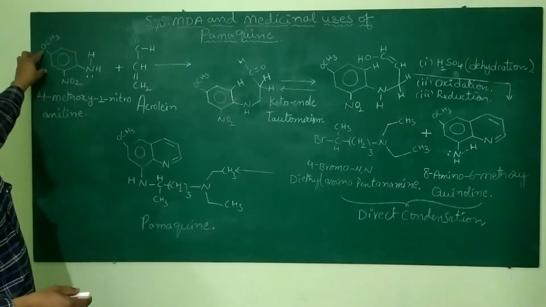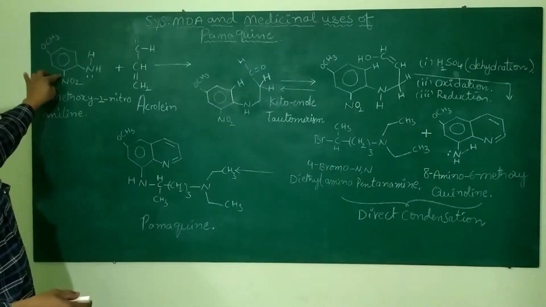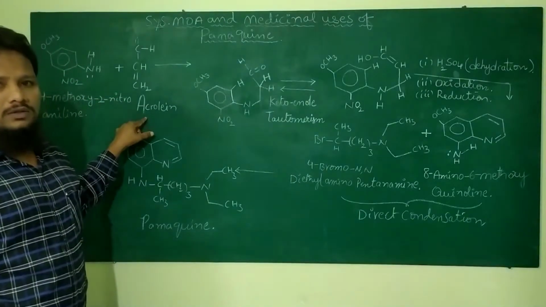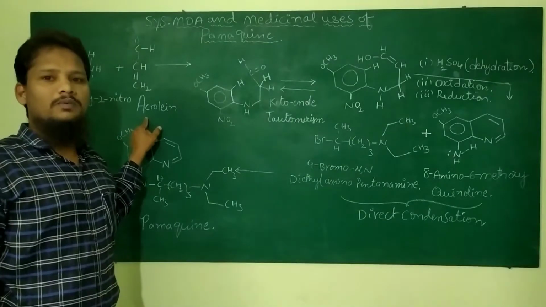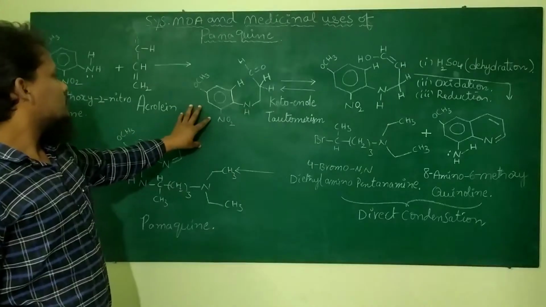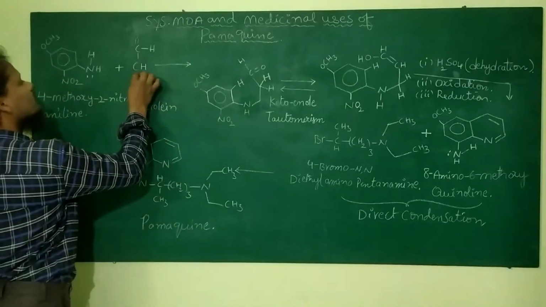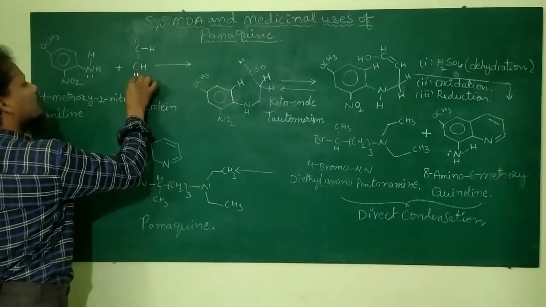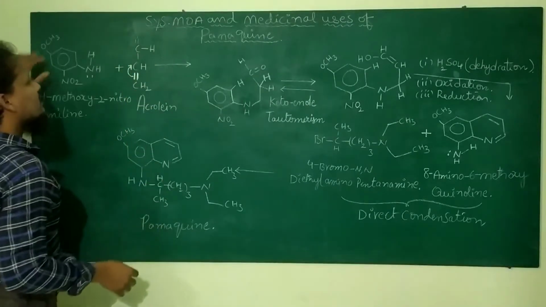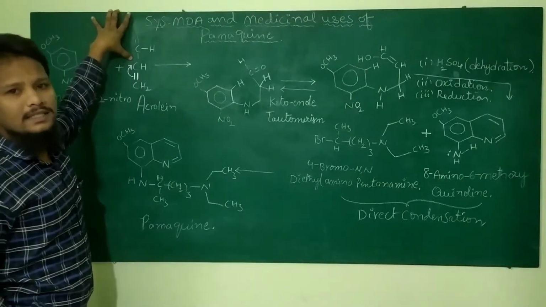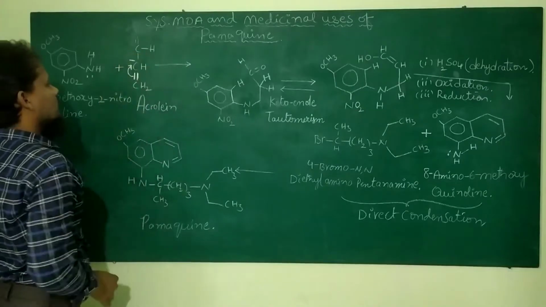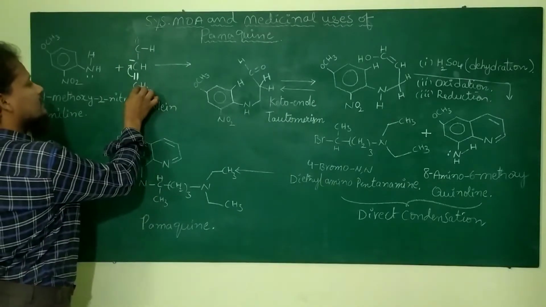4-methoxy-2-nitroaniline. That is treated with acrolein. Acrolein is a byproduct that is obtained from the preparation of glycerol, right? So look at here. From this pi bond, it shifted to the carbon. So electron density on the carbon increases. Now it has the negative charge. So here the carbon acts as an electron donor.